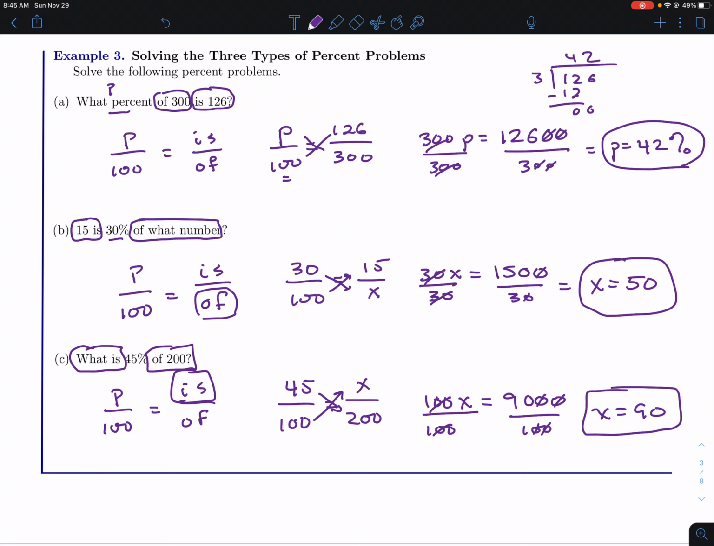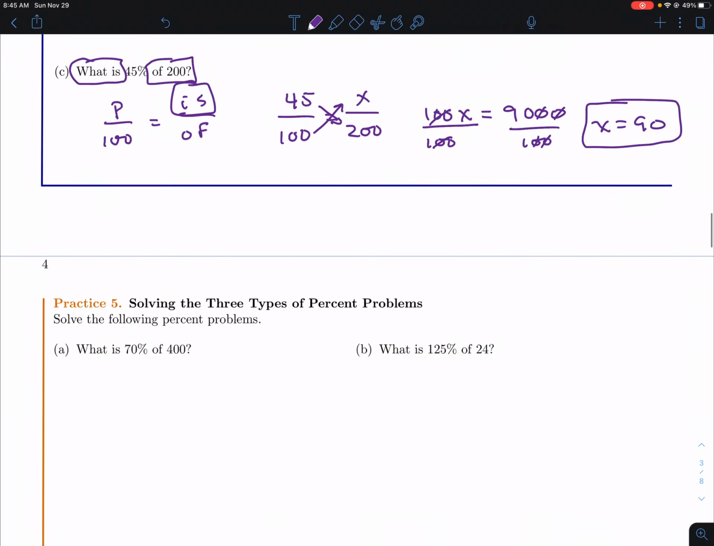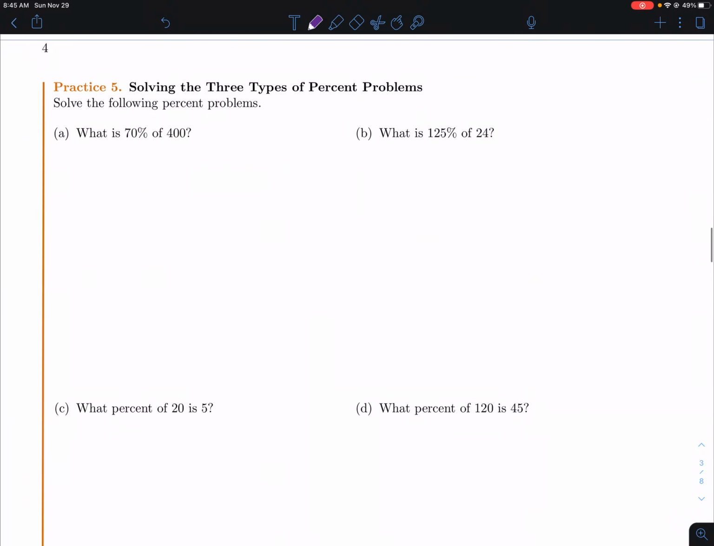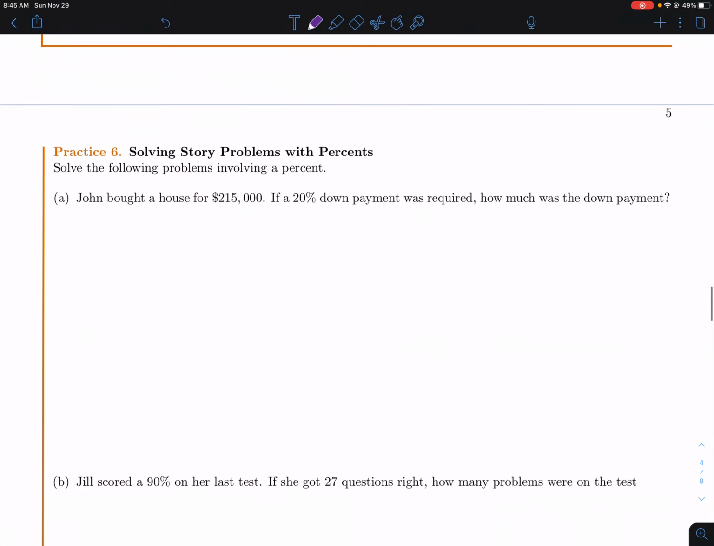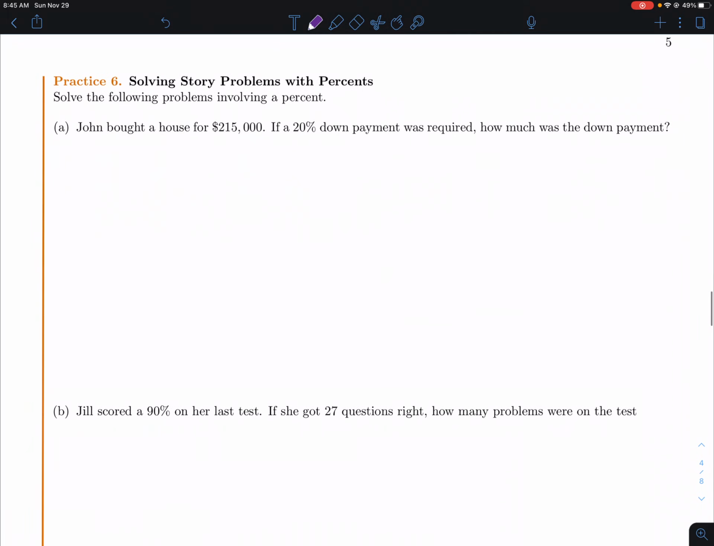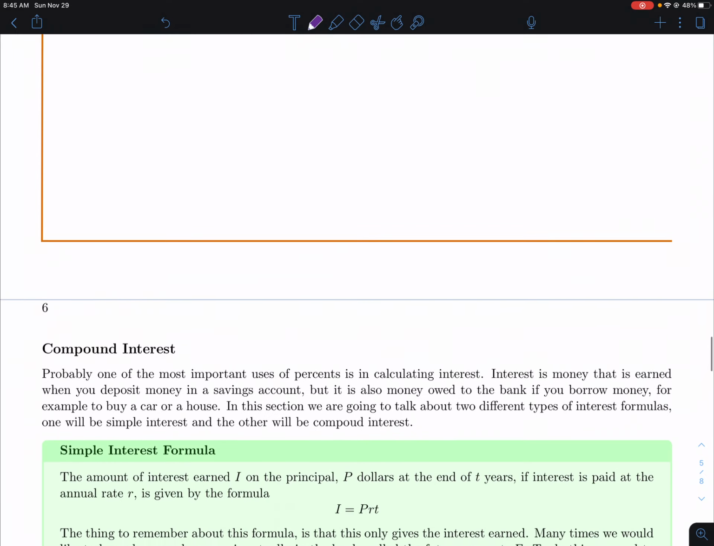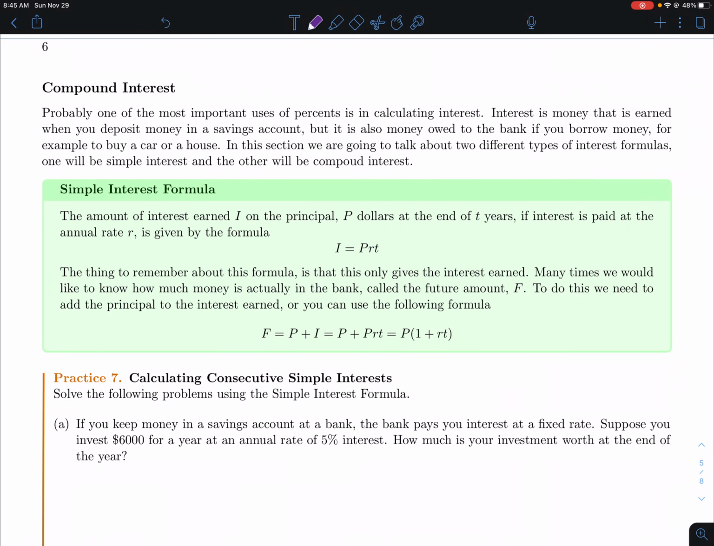Again, the main thing is to go through, make sure you can identify what's going on, make sure you identify all the different parts, make sure you put them in the right spot, cross multiply, and then solve from there. So at this point, I've got a bunch of problems for you guys to practice. Go ahead and pause the video at this point. Go through and practice yours. And then here's some story problems doing the exact same thing. Again, you can set them up exactly the same way. And then when you're done, come back and we'll talk about compound interest for a little bit.